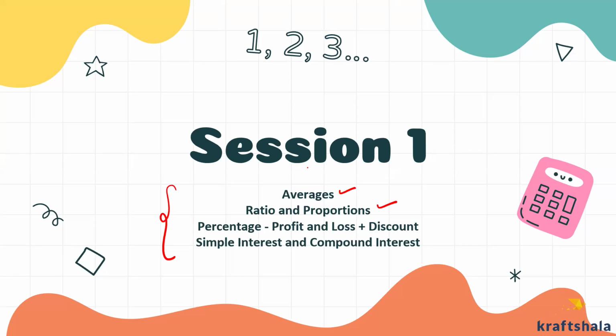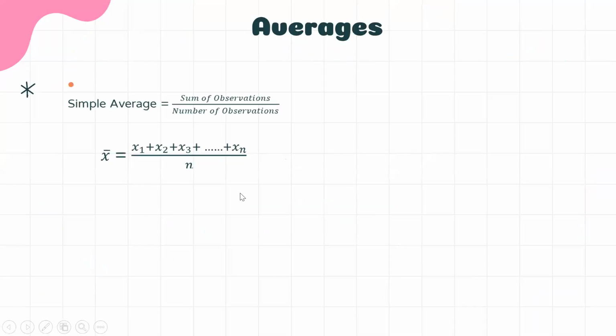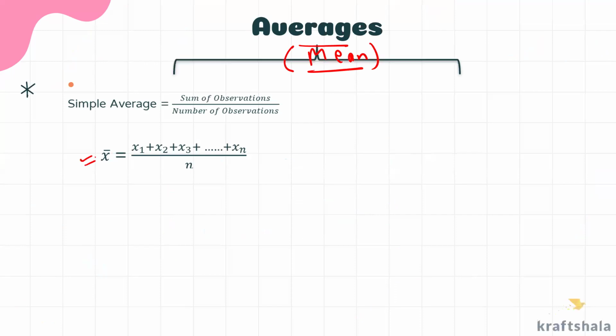Right. So we'll be starting with the first topic now. That is average. All right. As most of you know, how do we calculate average? Average is simply sum of observations upon number of observations. Average we also call it mean. So average, mean, one and the same thing. You don't have to go into these things because it's an objective paper.